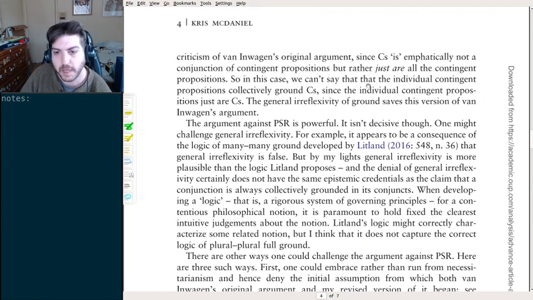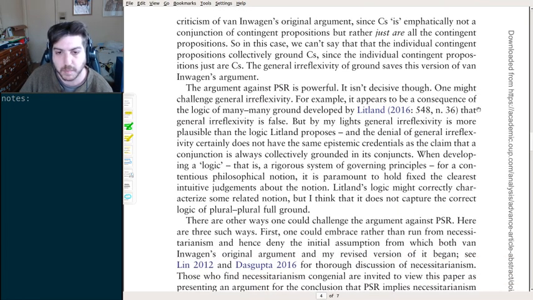Okay, so in this case, we can say that the individual contingent propositions collectively ground. They don't. This argument against PSR is powerful. It isn't decisive, though. One might challenge general irreflexivity. That's what I was saying was complicated earlier.